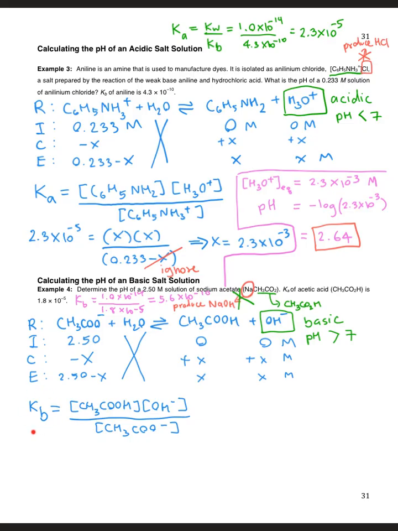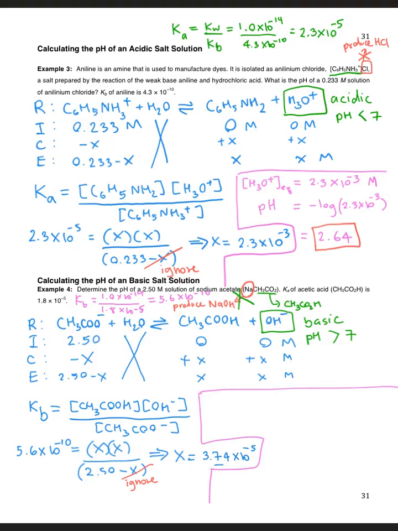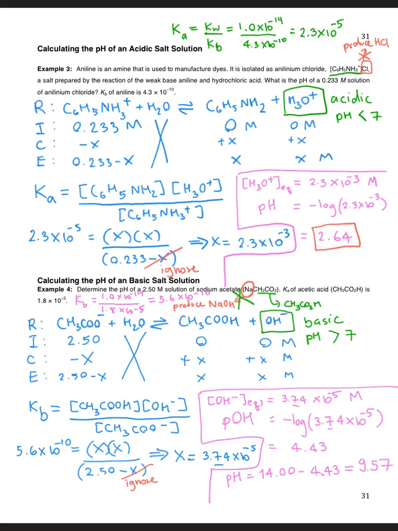Then plug in the value of Kb and the concentration at equilibrium and use the approximation to solve for x. You will get x equal to 3.74 times 10 to the negative 5. The value of x is the concentration of hydroxide ions at equilibrium. When you take the negative log of the hydroxide concentration, you will get pOH. To obtain pH, you will need to subtract pOH from 14. And you will get a pH of 9.57. To check your answer, this salt is a basic salt from the previous analysis, so that means your pH has to come out to be greater than 7.